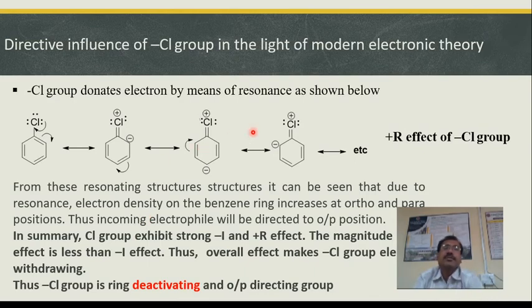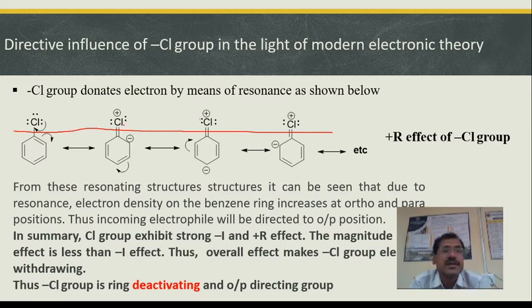On the contrary, if you consider the resonance, you will notice that the lone pair of electrons on the chlorine gets onto the benzene ring via resonance mechanism. Again I will do the same thing. I will divide the group substituent and the benzene ring by a line, and from these you can notice that there is a positive charge on the chlorine and a negative charge on the benzene ring. So you can clearly notice that there is an electron flow from the chlorine to the benzene ring.